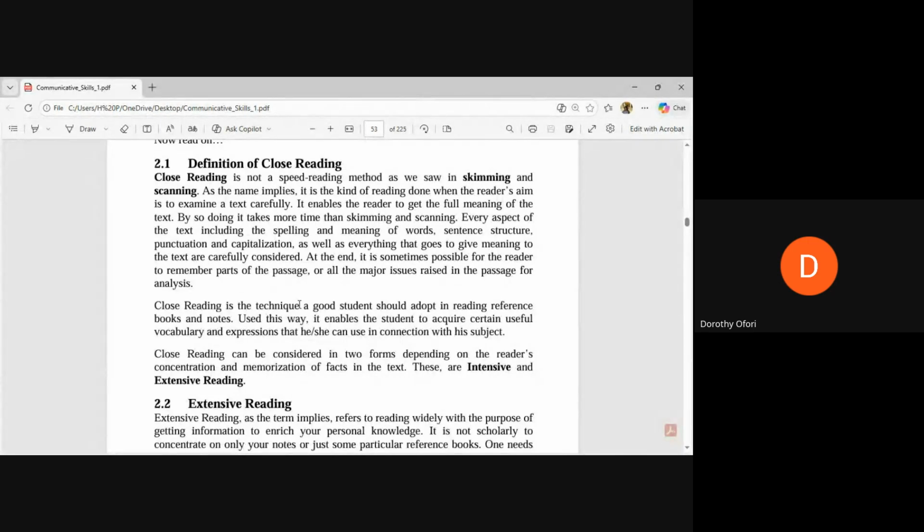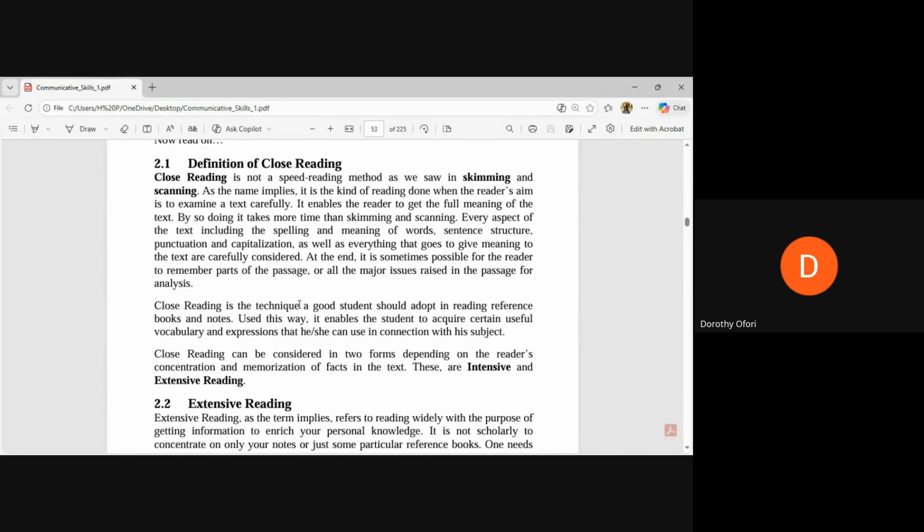And by paying attention, we are looking at the spelling, the meaning of the words, the sentence structure. So why did she say what a disgrace and not it is very disgraceful? We are looking at punctuation. We are looking at capitalization. So when you want to engage in close reading, you want to take your time to digest every piece of information in the text.